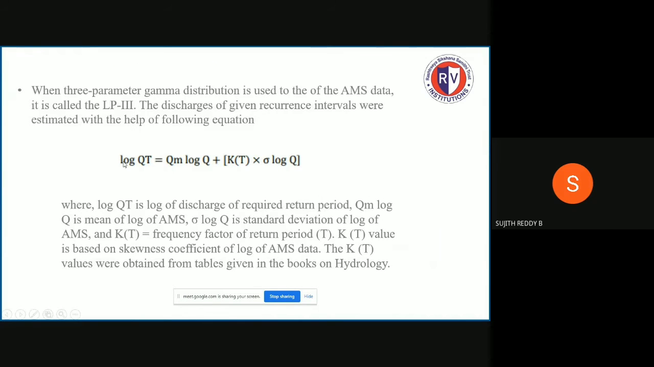This is the equation which is used to calculate the final recurrence period of the rainfall. Here, Qt is the log of the discharge of the required period and log Q is the mean of the log annual series. Before explaining it in MATLAB, we'll briefly introduce how to solve manually.